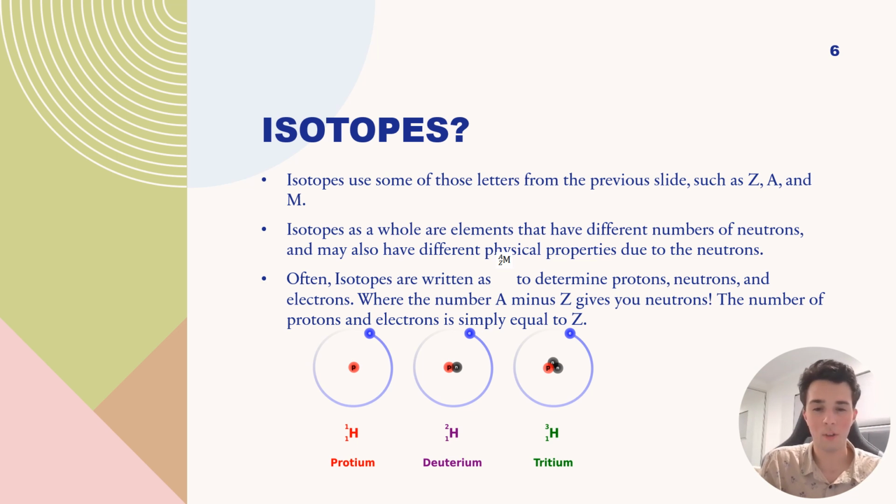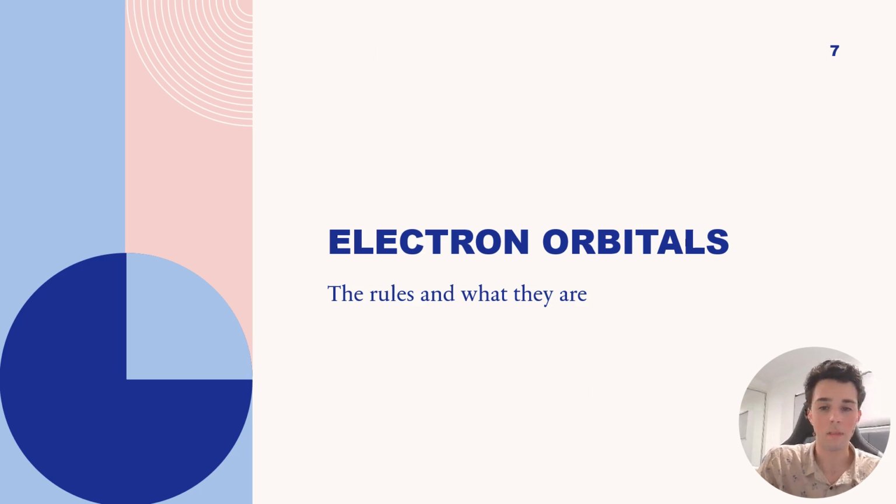In order to determine the protons, neutrons, and electrons, you use the number A on top and take away the number Z, and that gives you the number of neutrons. The number Z also equals the number of protons. In a neutral atom, which would be the case for an isotope, unless it's got a 2+ or a 2- or whatever, the number of protons will be equal to the number of electrons.